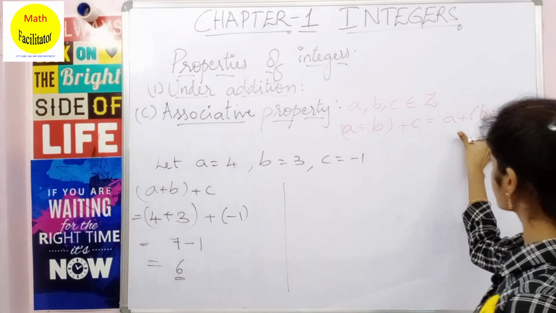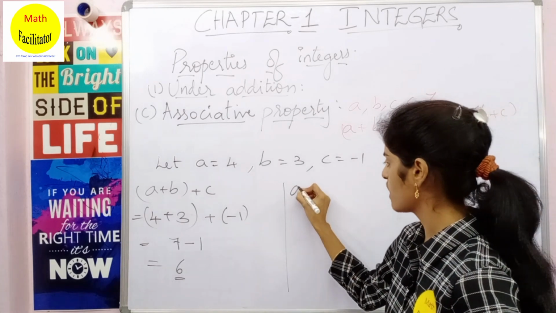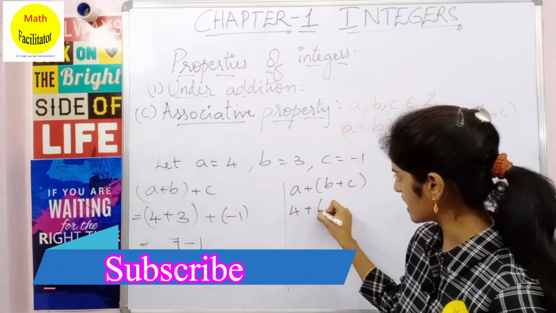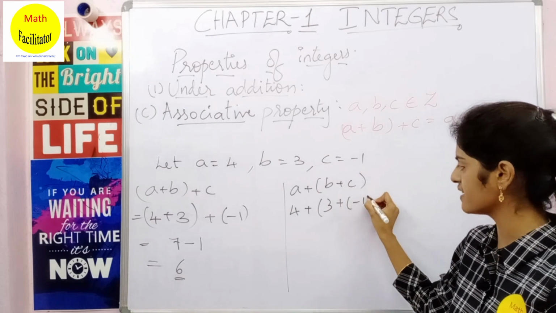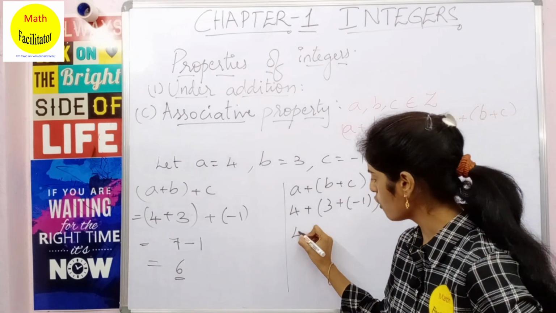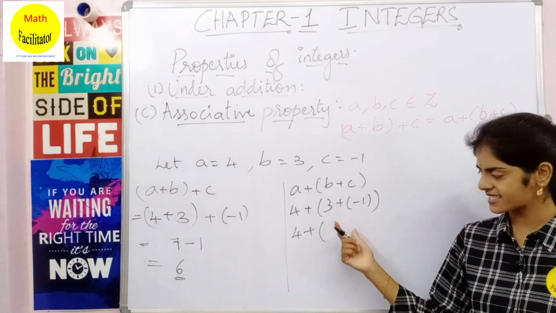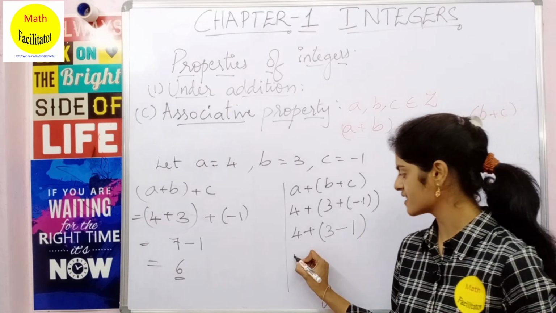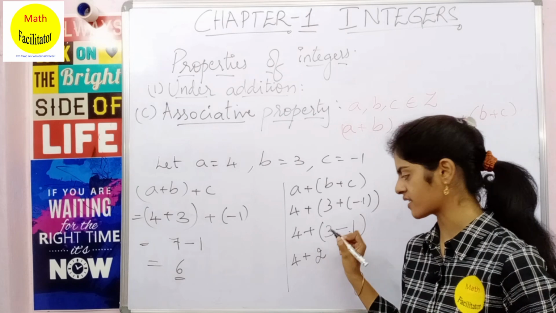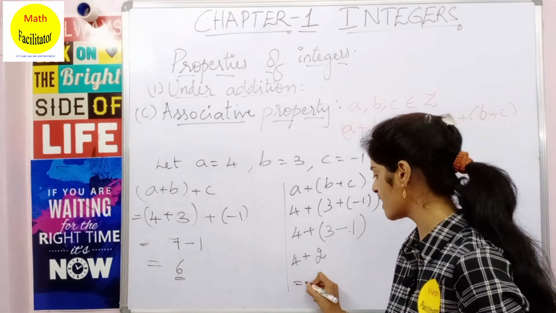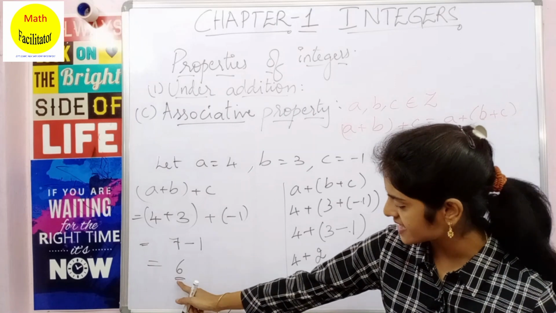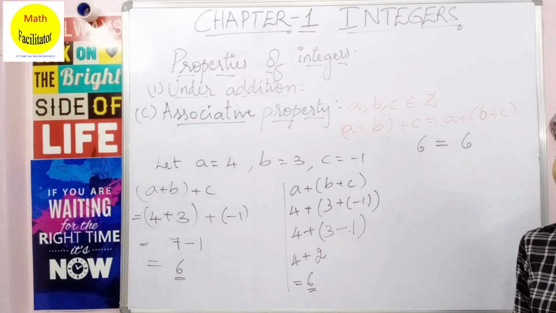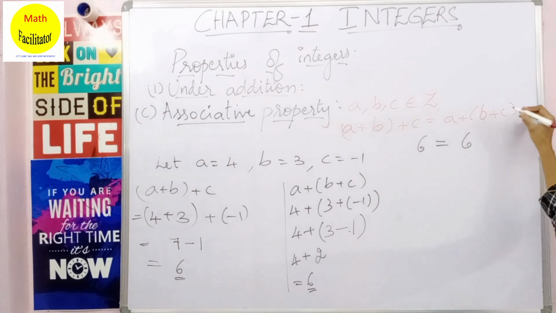Now let us check the RHS. RHS is A plus B plus C. Now substituting the values of A, B, C: A is 4 plus B is 3 plus C is -1. Firstly we have to solve the brackets, so it is 3 plus into minus, which is -1. Now 4 plus 3 minus 1 is what? It is 2. Now 4 plus 2 is 6. So you can see that LHS is 6 and RHS is also 6. So you can say that integers are associative under addition.